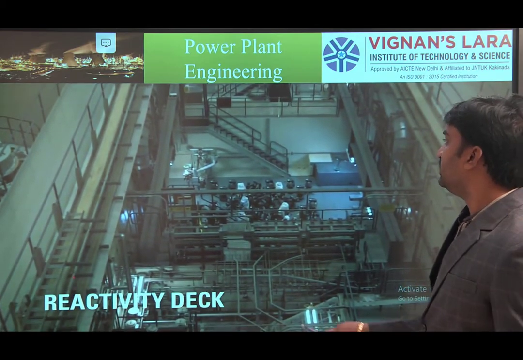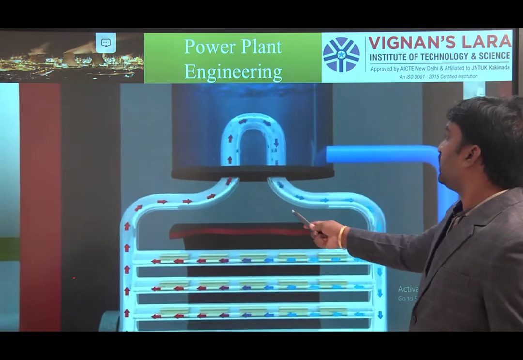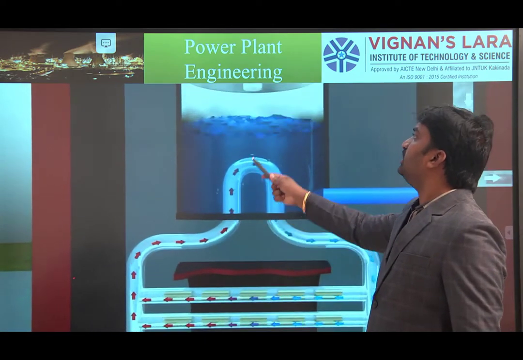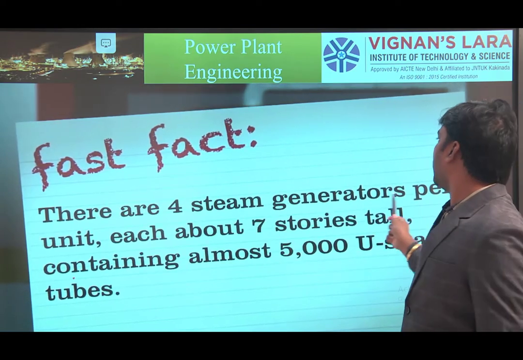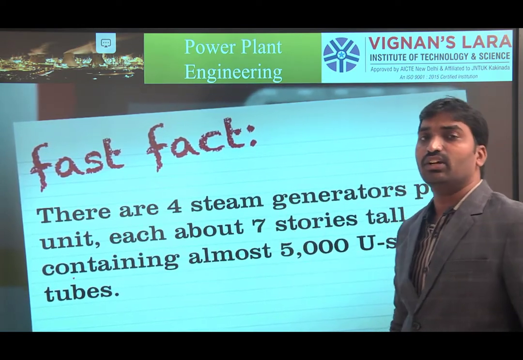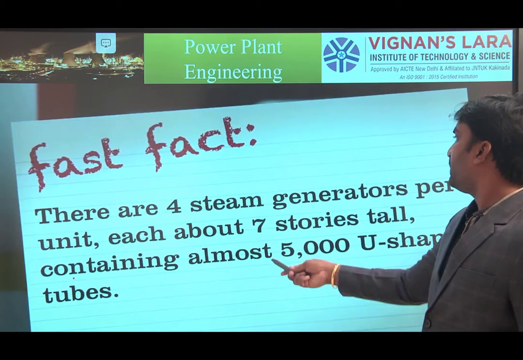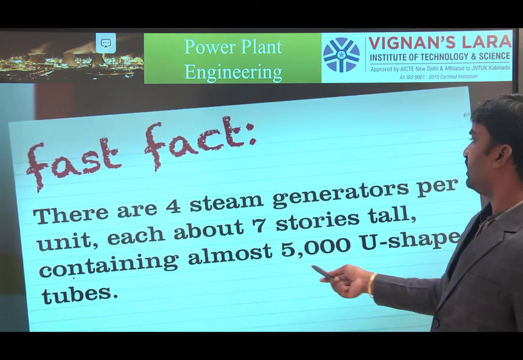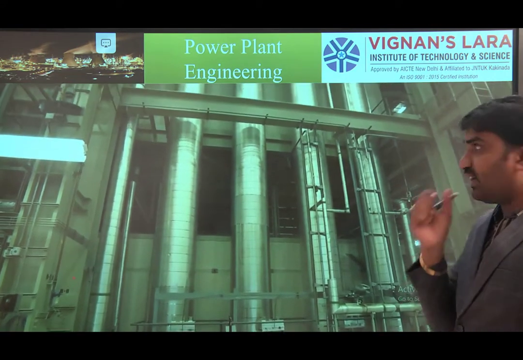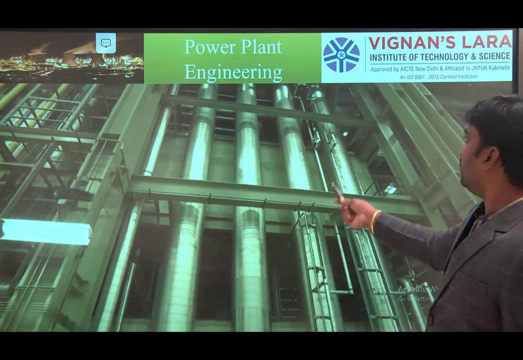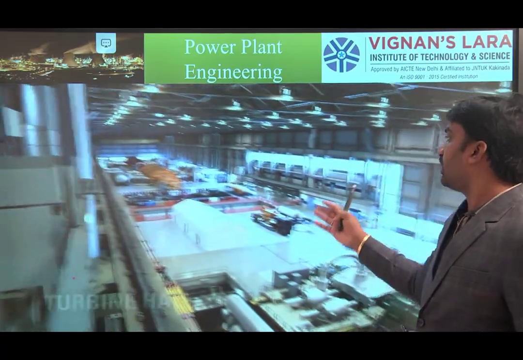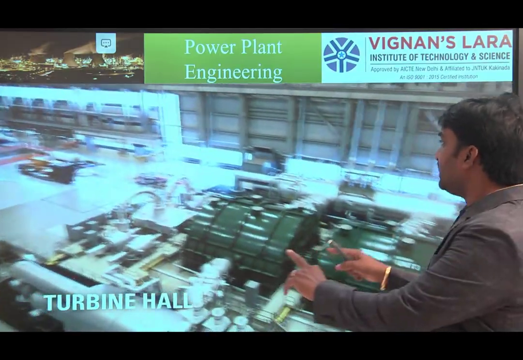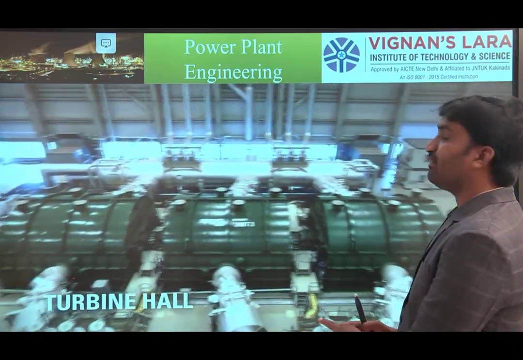Okay, so this is the reactor deck. Here the reactions take place and the water is converted into steam. There are 4 steam generators per each unit, about 7 stories tall. So these are the tall generator containers, the boilers and all. And this is the turbine hall. This is common for all the power stations.